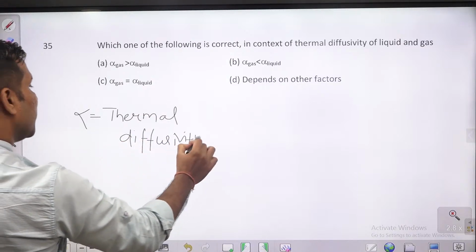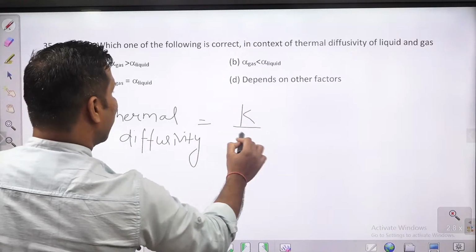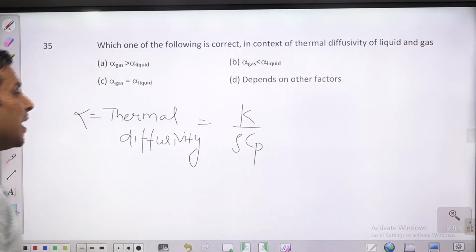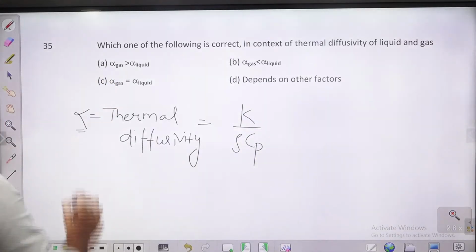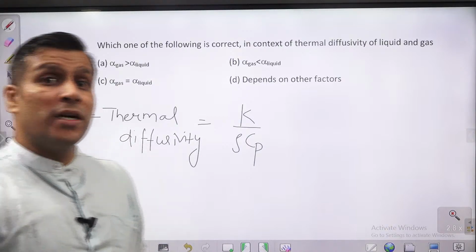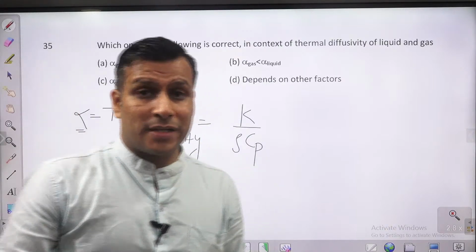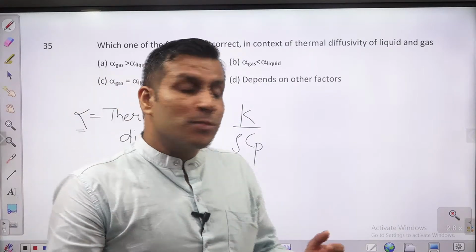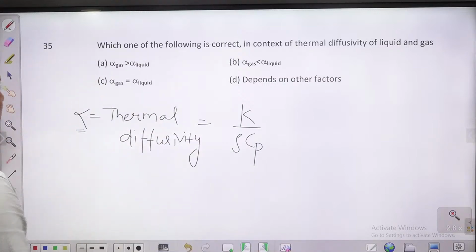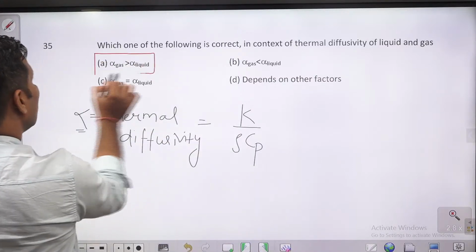What is thermal diffusivity? It is the ratio of the conductivity to the heat capacity rate, k by rho Cp. It is the ability of a material to gain the solid surface hot bath temperature. So alpha is more for what? Alpha is more for gases. Alpha of gases is more than liquids.